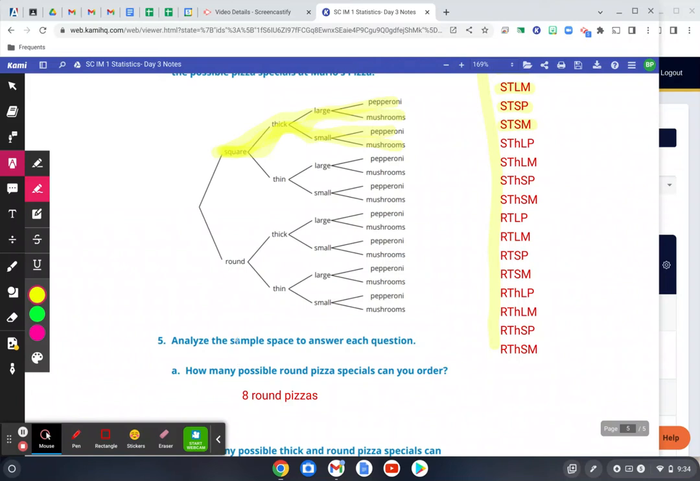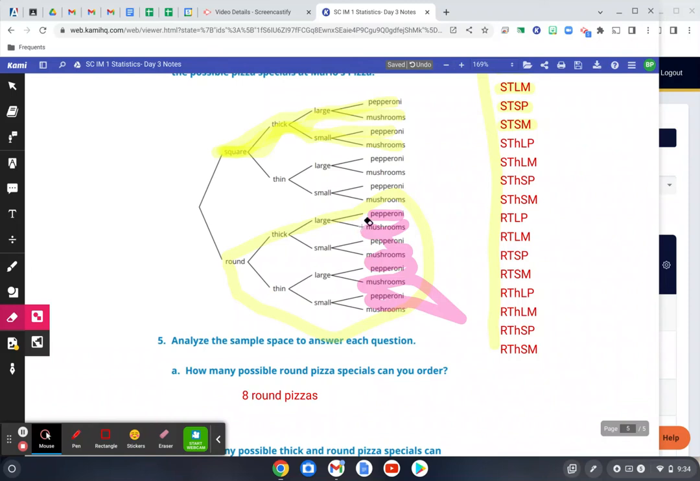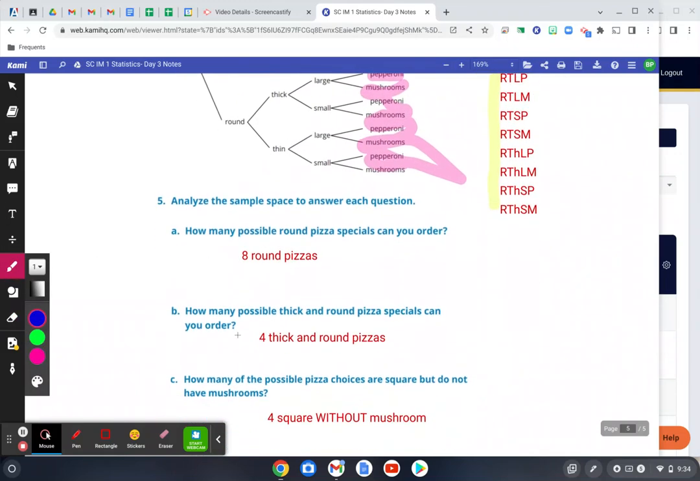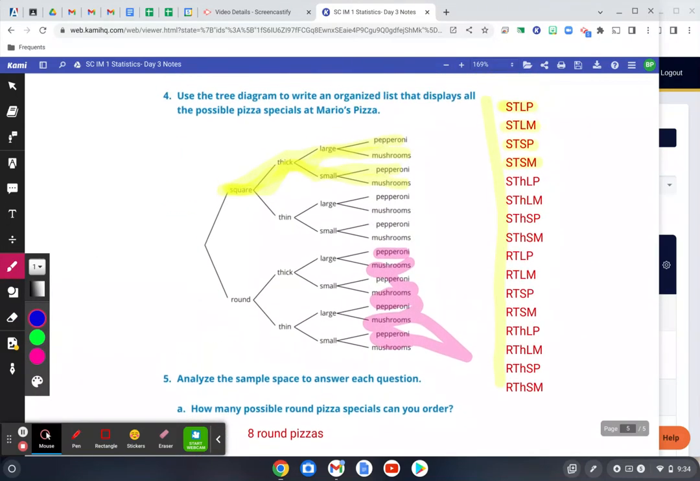So how many possible round pizza specials can you order? Well, that's all of these guys right here, right? It's all of the guys right down here at the bottom. Basically, you're not considering any of the square pizza options. So you're just looking at pepperoni, mushroom, pepperoni, mushroom, pepperoni, mushroom, pepperoni, and mushroom, right? Those all branch back to the round option, okay? So how many possible round pizza specials can you order? There would be 8.